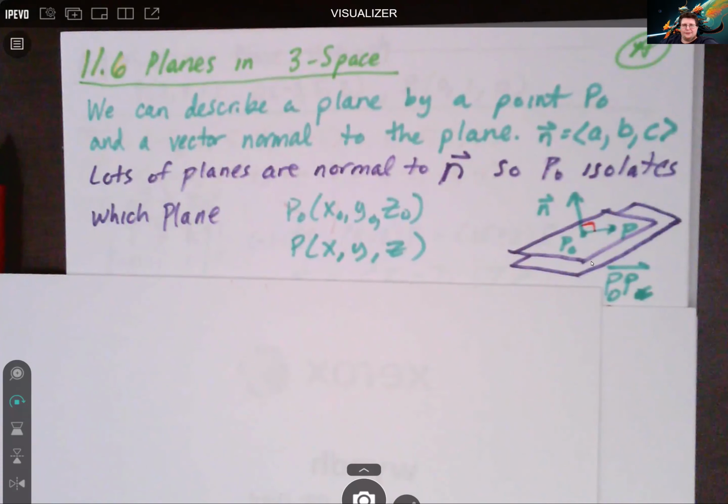Today, we're looking at planes in 3 space. This is 11.6 in Anton 11th edition.